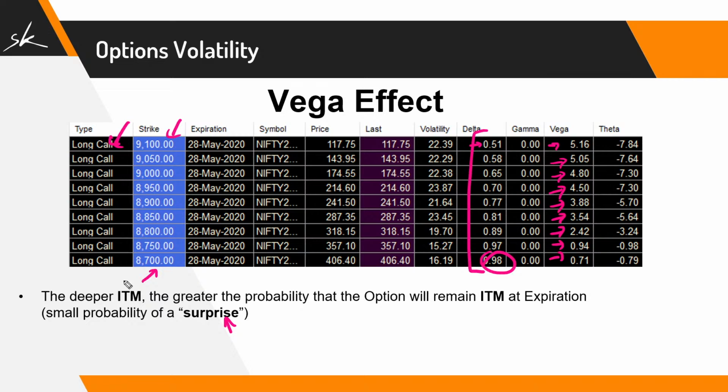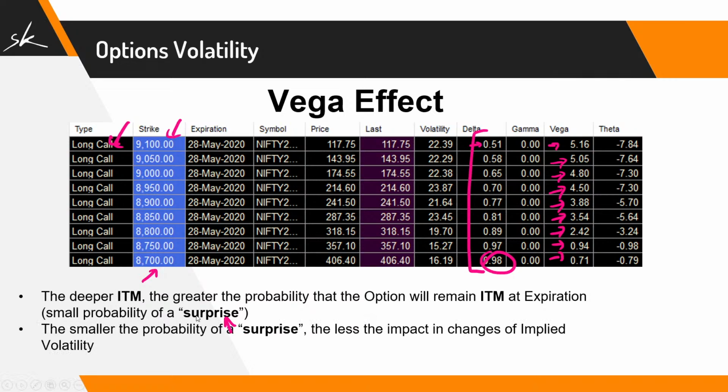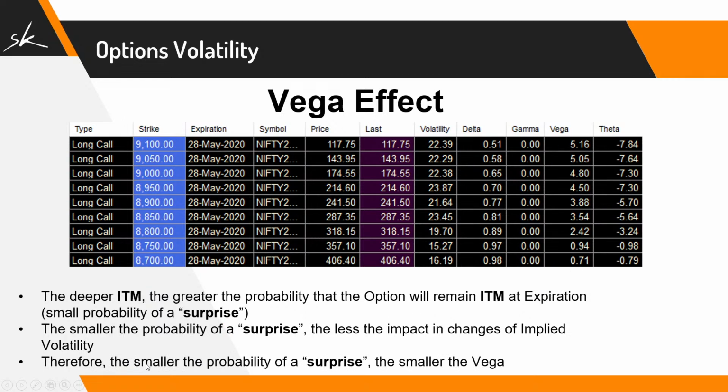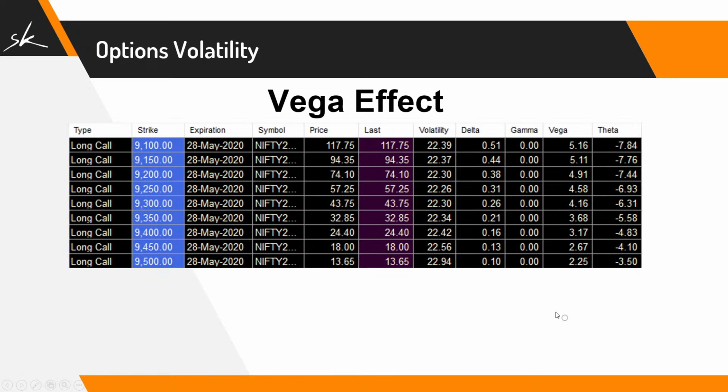So again, the deeper in the money, the greater the probability that the option will remain in the money at expiry, which basically implies we have a smaller probability of surprise. And since we have a smaller probability of surprise, the Vega will start reducing. The smaller the probability of surprise, the less the impact of a change in implied volatility, and that is what we can see here. Therefore, the smaller the probability of surprise, the smaller the Vega. I've already talked about all these three points.